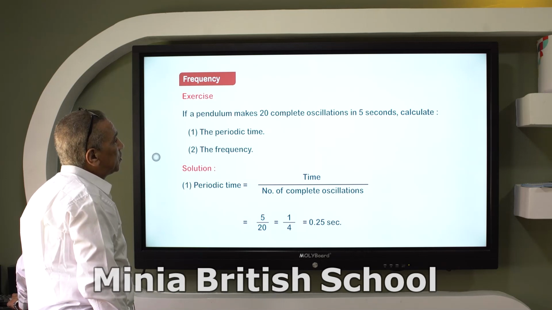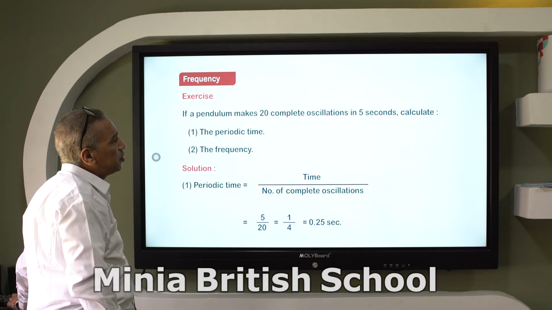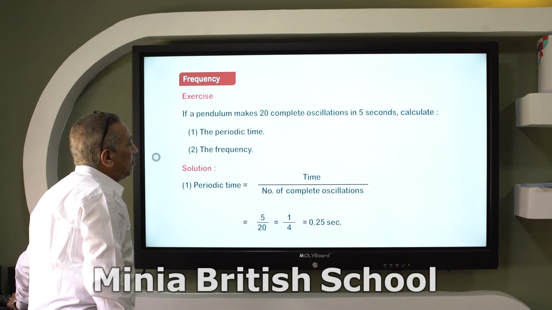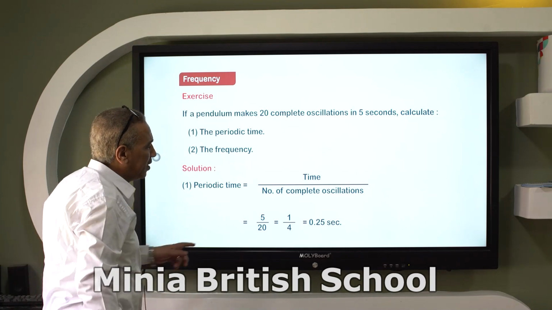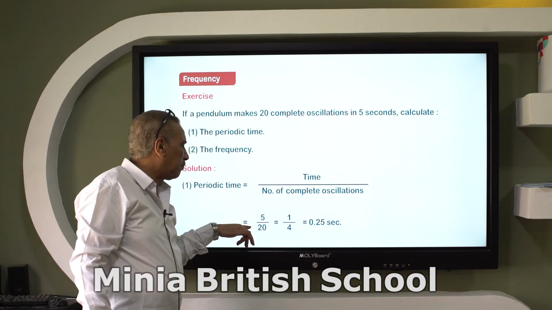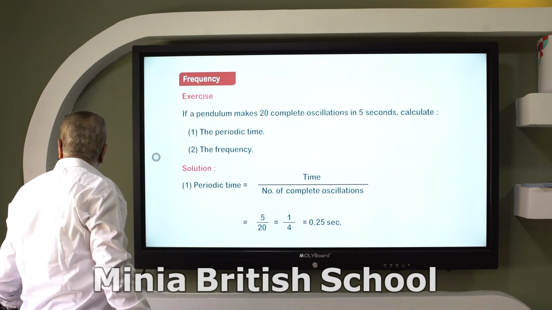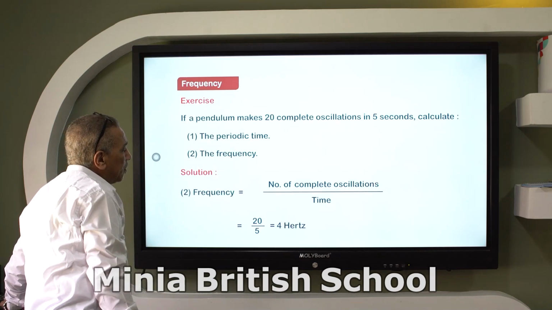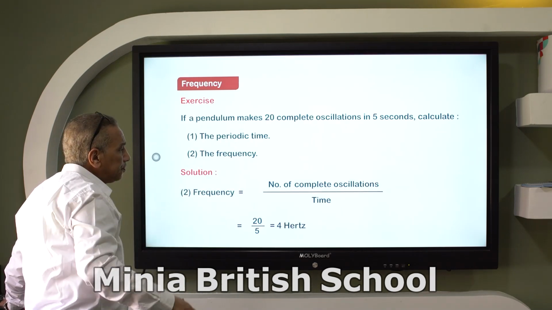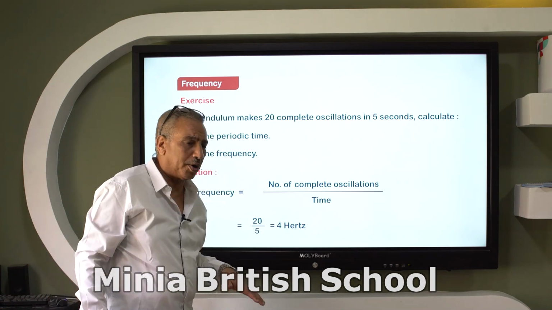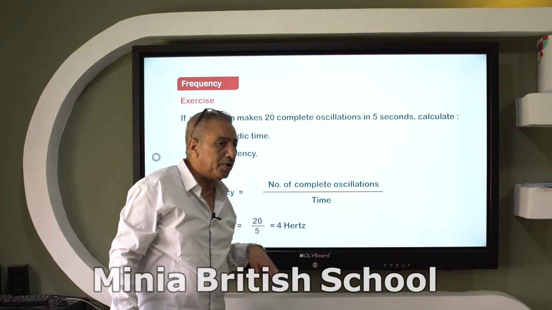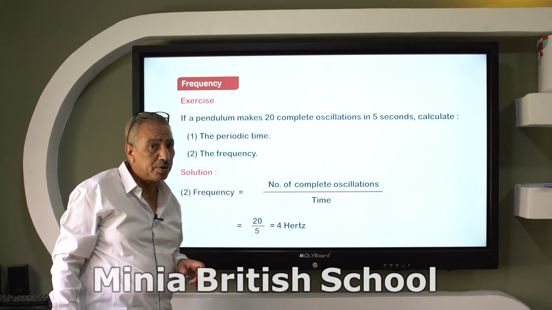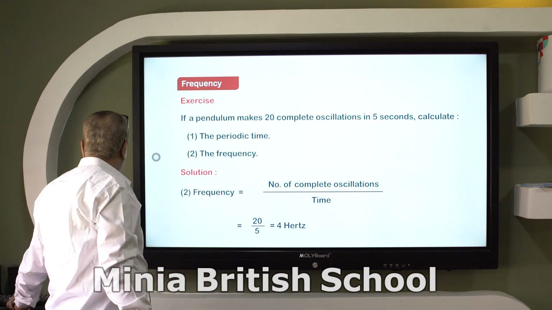If a pendulum makes 20 complete oscillations in 5 seconds, calculate the periodic time and the frequency. The periodic time is the time over the number of complete oscillations, which is 5 over 20, equal 1 over 4. This is the periodic time. If I get the periodic time, I can get the frequency directly, or by the rule number of complete oscillations over the time: 20 over 5 equal 4 hertz. Don't forget the measuring unit for each concept.